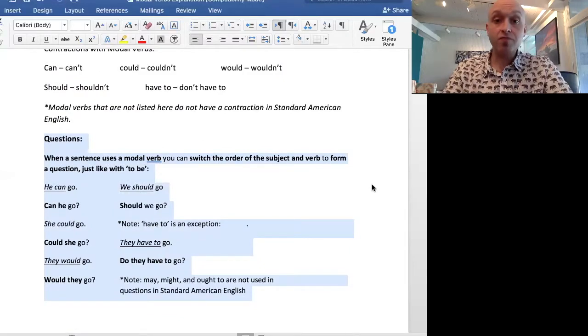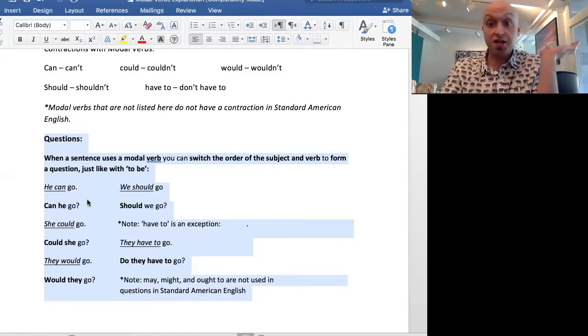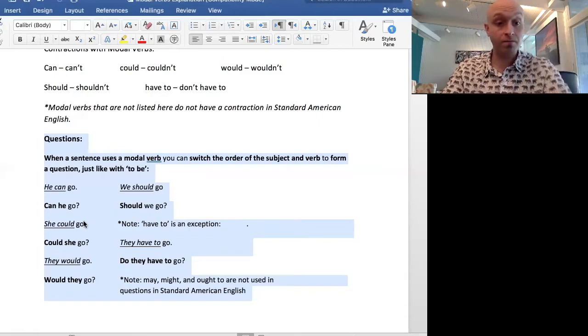Finally, we have questions with modal verbs. And as I mentioned, modal verbs follow a lot of the same rules as to be. So their question formation is very similar to be. So to form a question using a modal verb, all you have to do is switch the subject and verb placement. So he can go is an affirmative. Can he go would be a question. She could go, could she go? They would go, would they go? We should go, should we go?